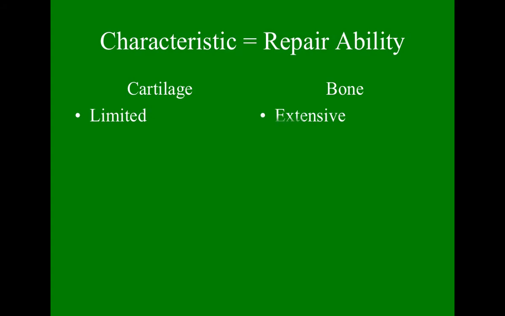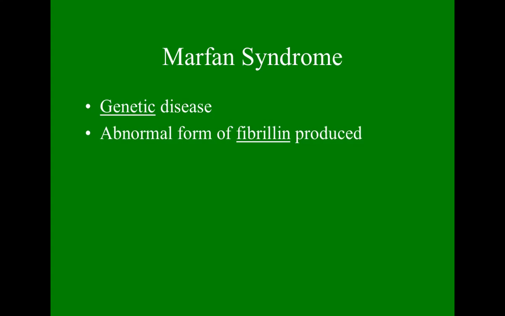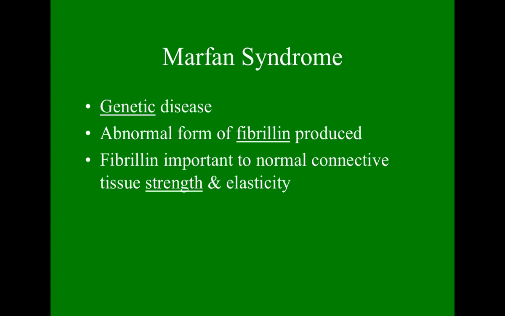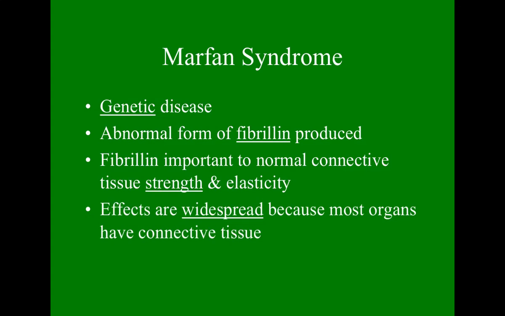Now this brings us to our first condition that affects connective tissue. This is kind of our first disease, and that is Marfan Syndrome. This is a genetic disease where we have an abnormal form of fibrillin, which is a protein that is produced. Remember, genetic diseases, DNA, that is the code for making proteins. So the code for making this particular protein is incorrect. And having this incorrect protein affects the strength and elasticity of the connective tissue. And this is unfortunately very, very widespread because fibrillin is used in pretty much every single type of connective tissue throughout the body.